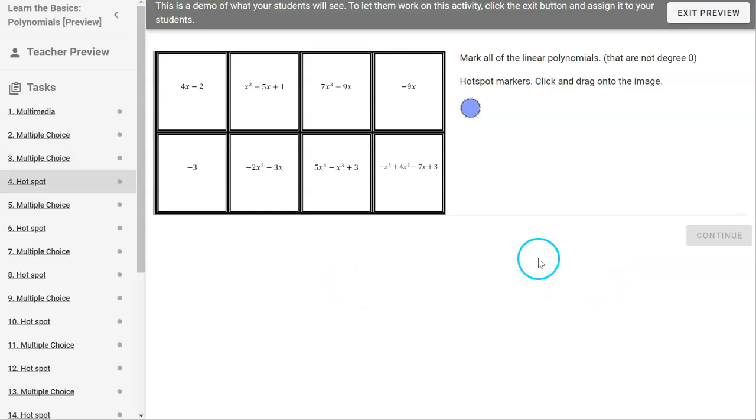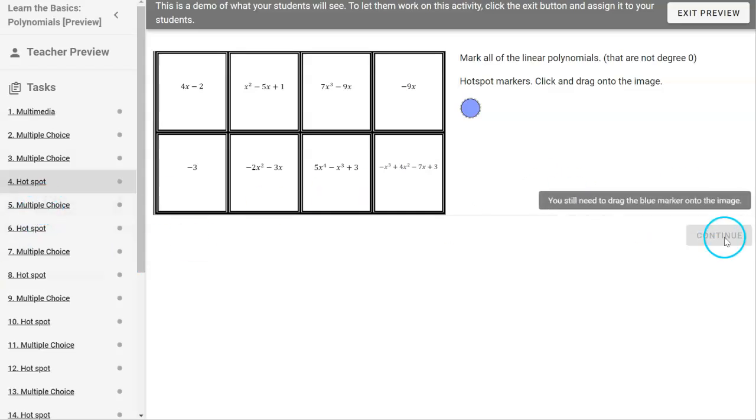So they're going to drag the hotspot into this diagram and choose all of the linear polynomials that are not degree 0. We give degree 0 their own special classification of constant. So we're going to stick with linear degree 1 polynomials. So they will only use the degree 1 polynomials here, and then they'll mark them, and then they'll continue.